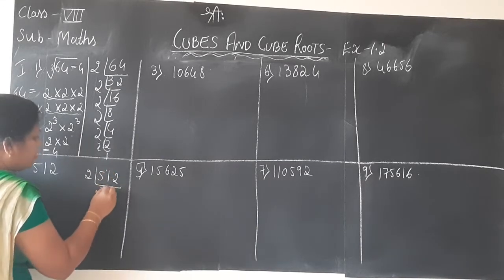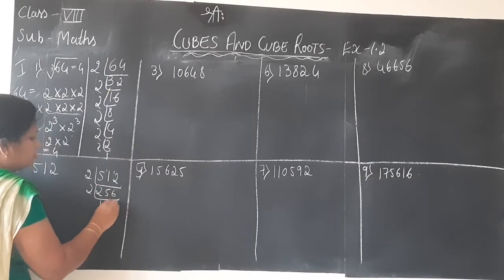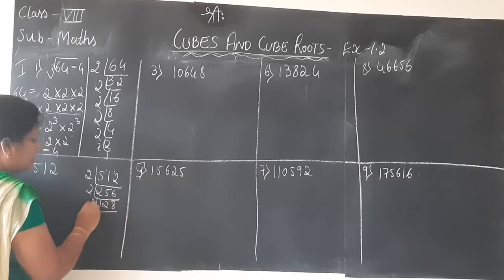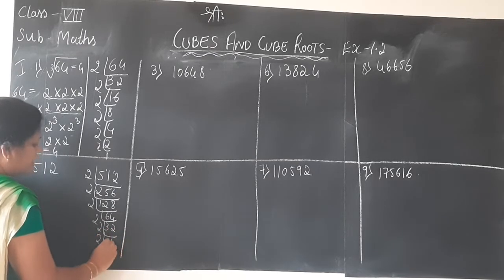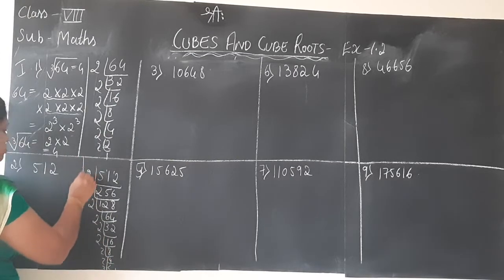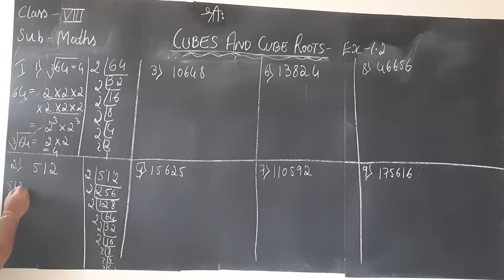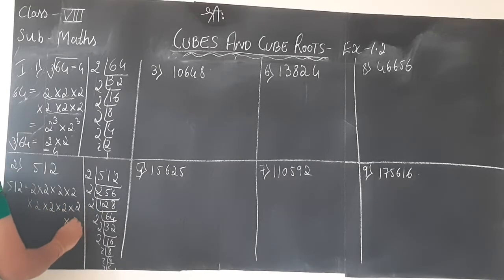2 2s are 4, 1 remainder, 2 5s are 10, 1 remaining, 2 6s are 12. 2 1s are 2, 2 2s are 4, 2 8s are 16, 2 6s are 12, 2 4s are 8, 2 3s are 6, 2 2s are 4, 2 1s are 2, 2 6s are 12, 2 8s are 16, 2 4s are 8, 2 2s are 4, 2 1s are 2. We got 2 nine times. So 512 is equal to 2 written 9 times.